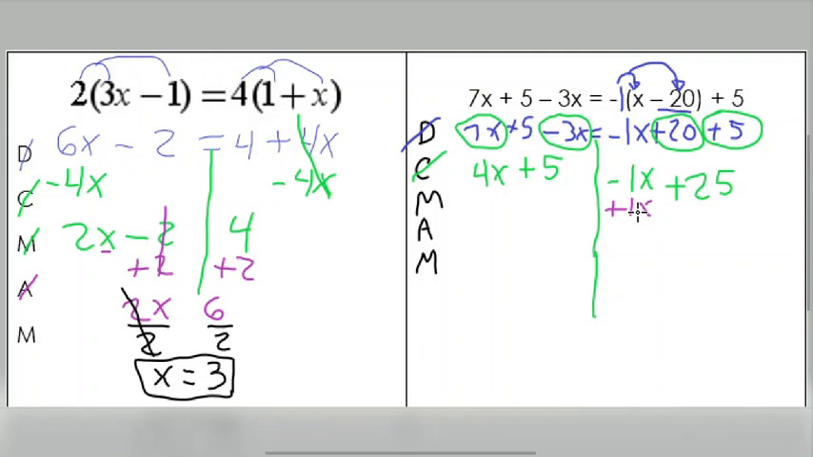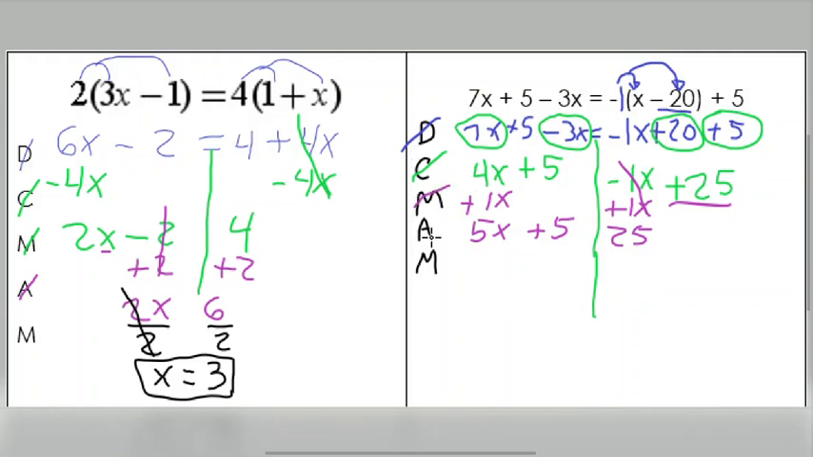So I'm going to do plus 1x to get rid of it on this side. I'm going to do the same thing over here. 4x plus 1x is 5x. And then I can bring down everything else. I can bring down my plus 5. And on this side, I'm still left with 25. The 1x is canceled out. I'm left over with that 25, so I just bring it down. And now I'm done with moving my variables.